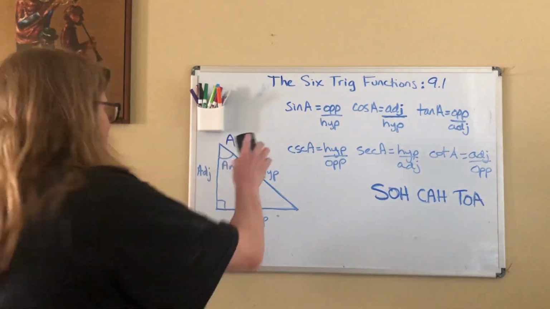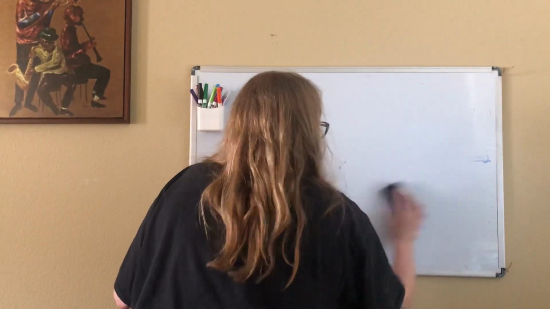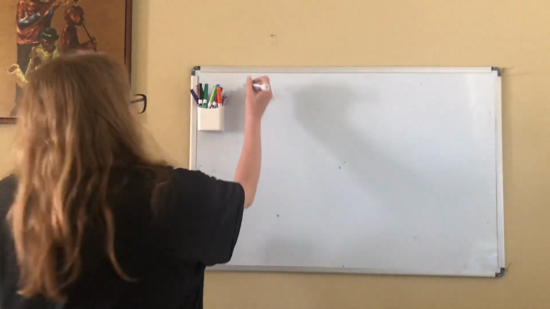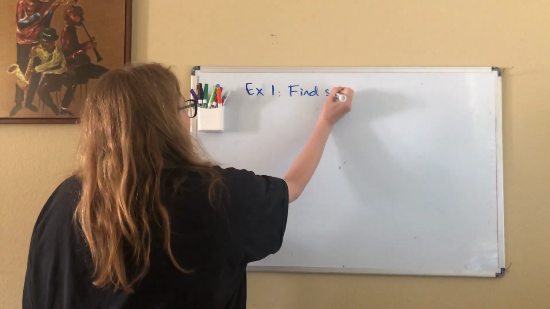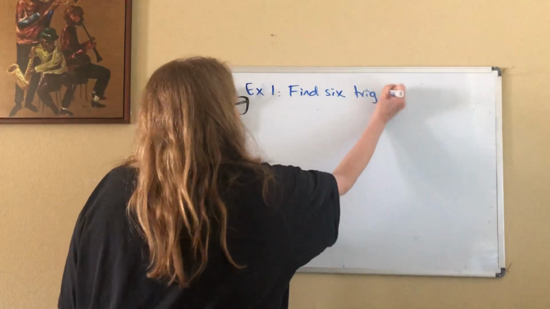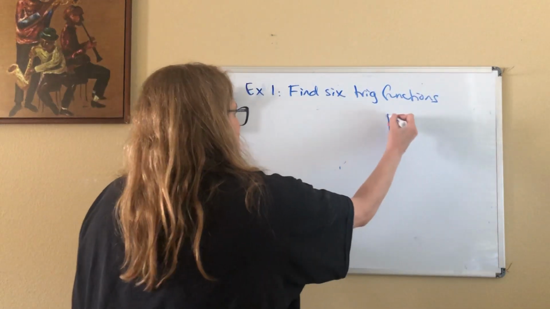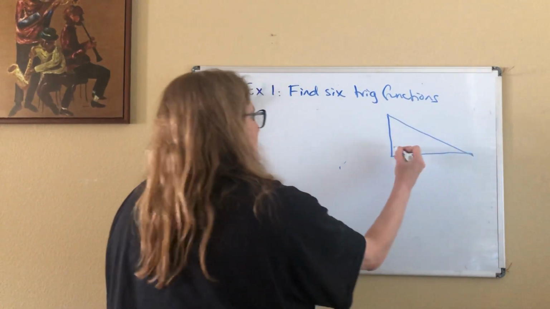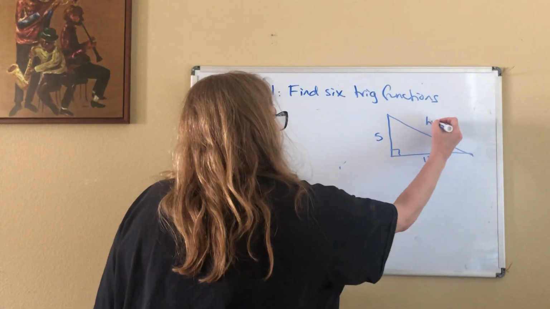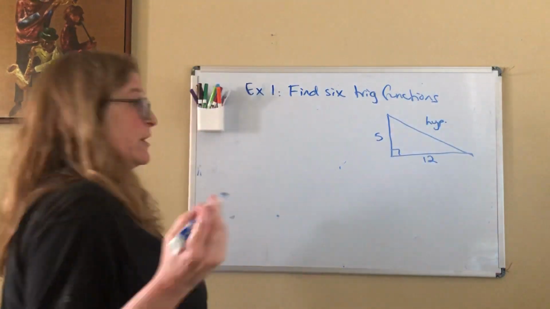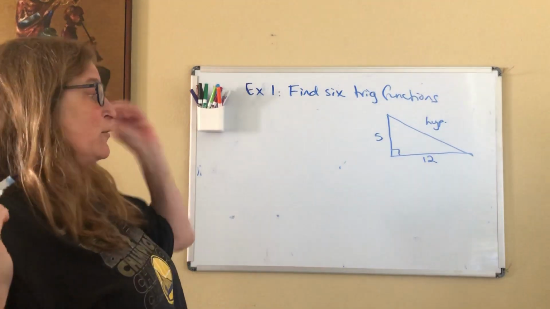So I'm going to do example A. I don't have my 6 boards, so you guys will have to bear with me here. First example. Okay, the first example says find the 6 trig functions. And they give us a triangle, and it looks like this. And if you notice, they're only giving us 2 sides, right? We know this is the hypotenuse, but we don't know its length.